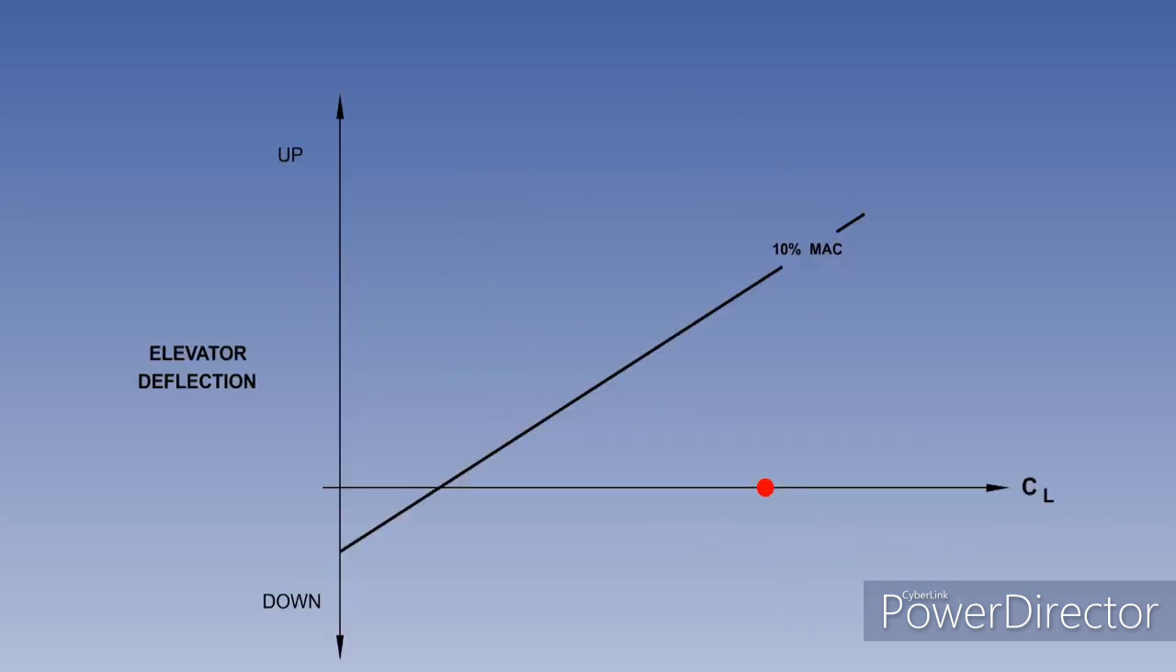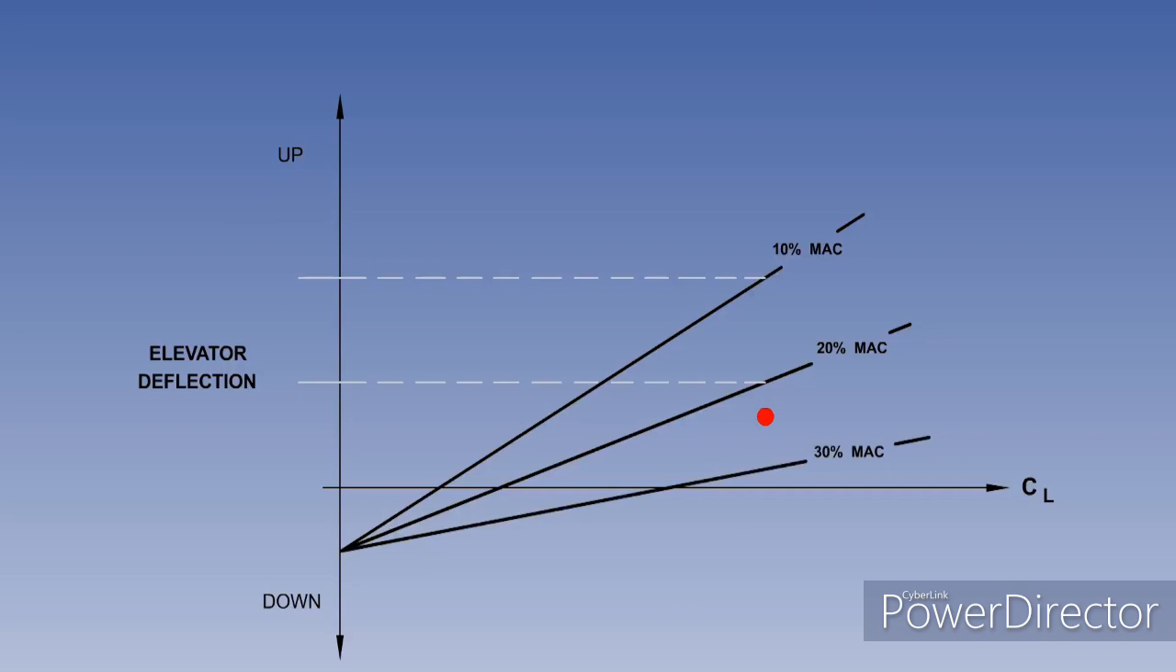We can now consider the effect of CG position on elevator deflection. Please note that the vertical axis of the graph now represents elevator deflection. With the CG at 10% MAC, the aircraft will have a lot of longitudinal static stability, and a large up elevator deflection is required to maintain a given lift coefficient. With the CG further aft at 20% MAC, there is less longitudinal static stability, and less up elevator is required to hold the same lift coefficient.